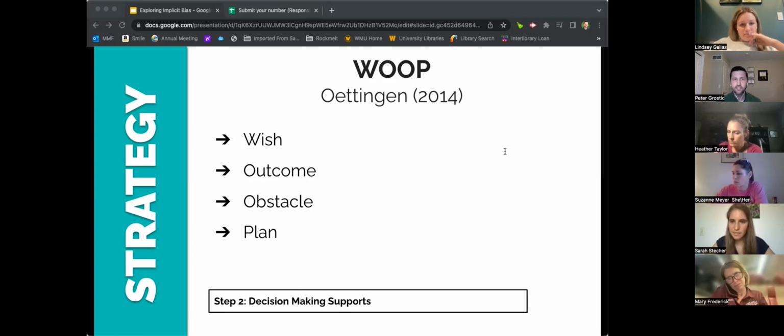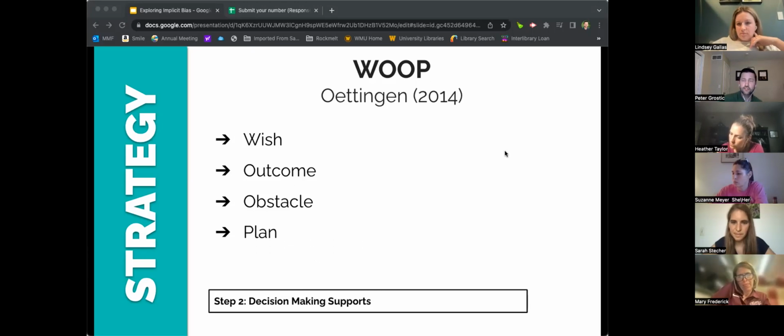Then obstacle, this is key in my mind. So this asks each of us to consider what in us might stop us from reaching that goal or fulfilling that wish. So this is internal, not an external obstacle, an internal one, which becomes really important when we get to P for plan, because the plan is all about what will we do if that obstacle rears its ugly head? If that arises, what will I do? And for some external obstacles, there's nothing to do, but for internal obstacles, there's always something to do.